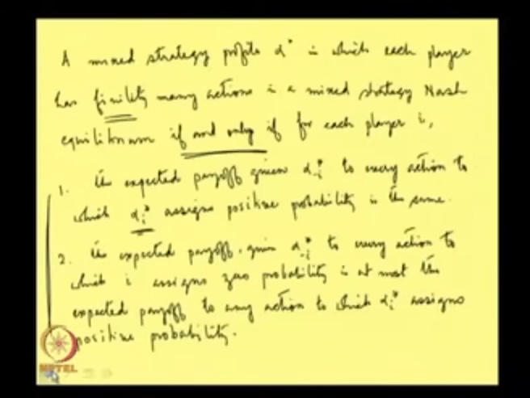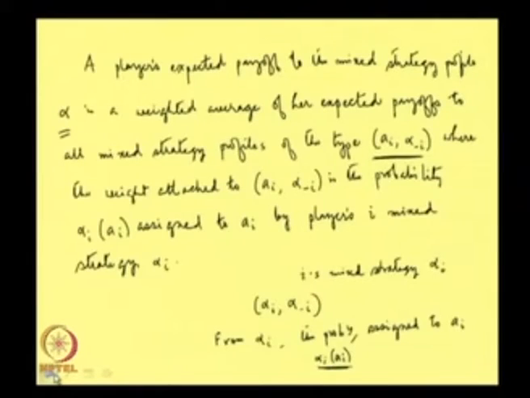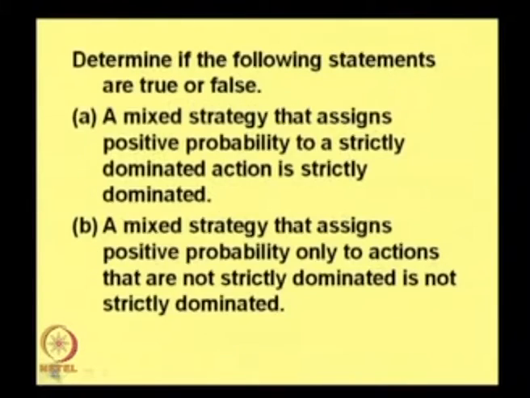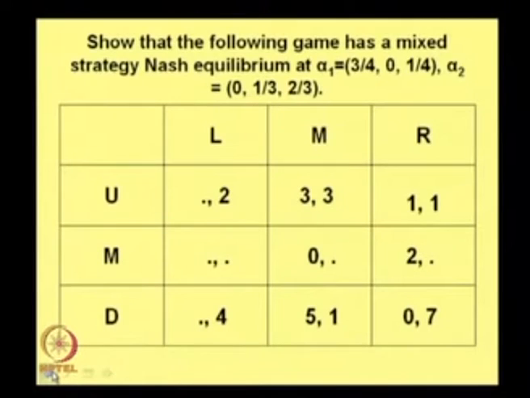What we are going to do is apply this result to solve some problems. So, this is the problem. Show that the following game has a mixed strategy Nash equilibrium where alpha 1 is equal to 3 by 4, 0 and 1 by 4, and alpha 2 is equal to 0, 1 by 3 and 2 by 3.